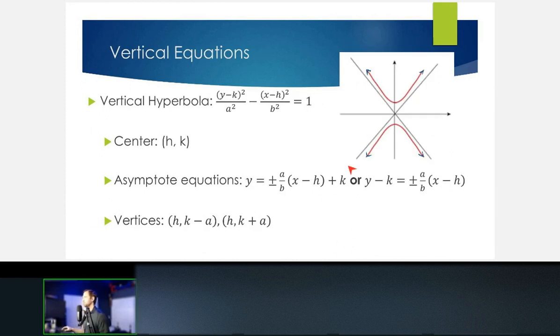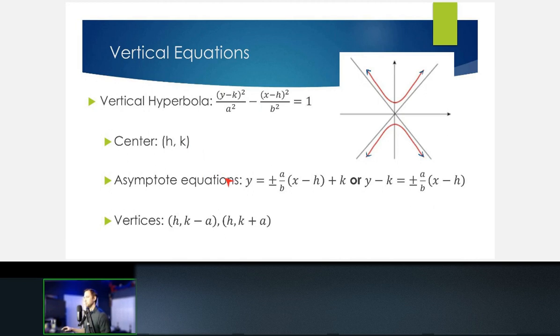Going on to vertical equations. So again, here's the equation. Remember, because it's vertical, up and down, the y stuff is first. Your center is still h comma k, but identify there's the x, so there's your h value. Identify the y, so there's your k value, h comma k.